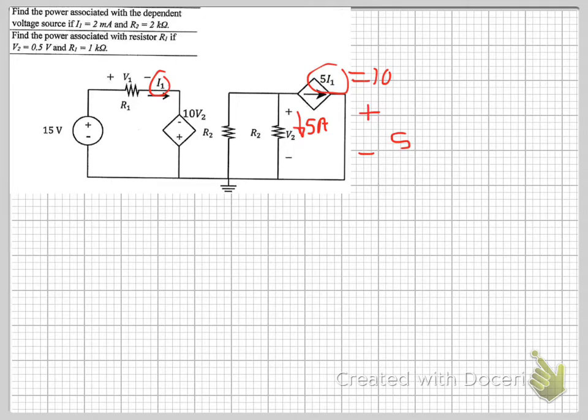5 multiplied by 2. Oh, I forgot that this is in milliamps, because that would have been a weird mistake to make, having 20,000 volts across. So that's 5 milliamps, my bad, and this is equal to 10 volts.